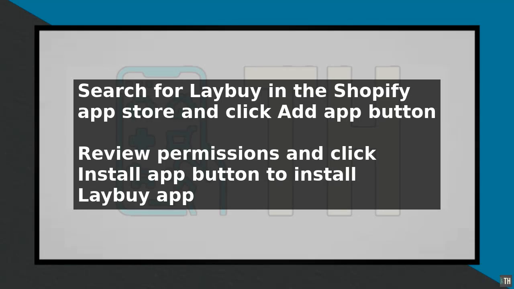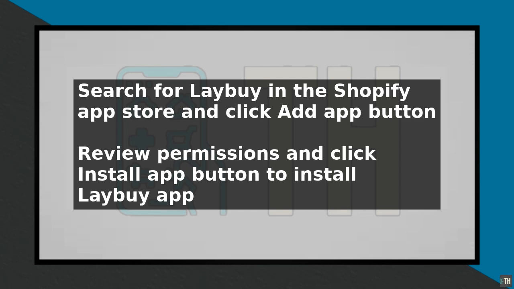To add Laybuy to Shopify, start by going to the Shopify App Store and searching for Laybuy. Click on the Laybuy app and then click the Add App button. You will be redirected to a page where you need to review the permissions that the Laybuy app requires to function properly. Review the permissions and then click the Install App button.